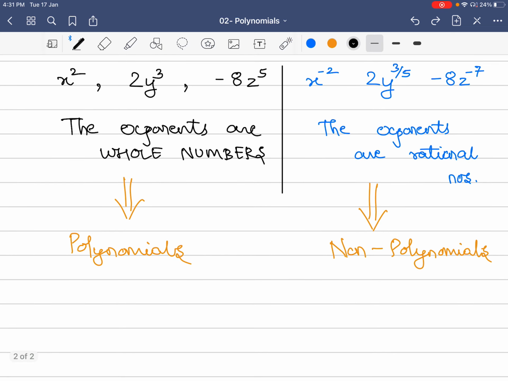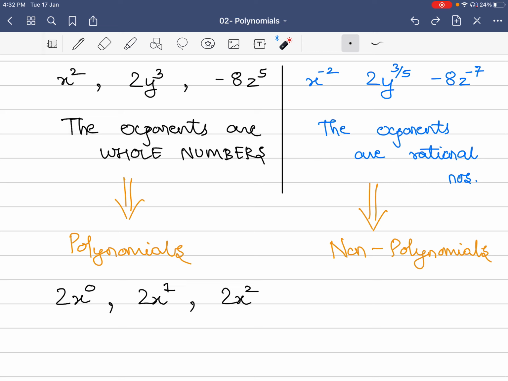Which means, if I say 2x raised to 0, this is a valid polynomial. If I say 2x raised to 1, this is a valid polynomial. If I say 2x raised to 2, this is a valid polynomial. It has to be a whole number. So whole numbers, as we know, start from 0, 1, 2, and so on. So as long as the exponents are whole numbers, that algebraic expression will be called a polynomial.